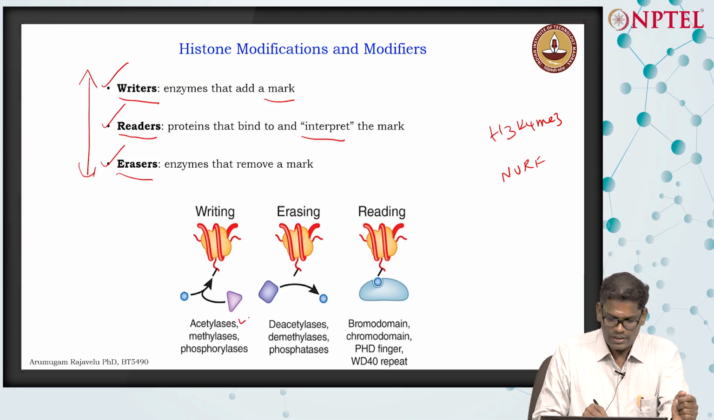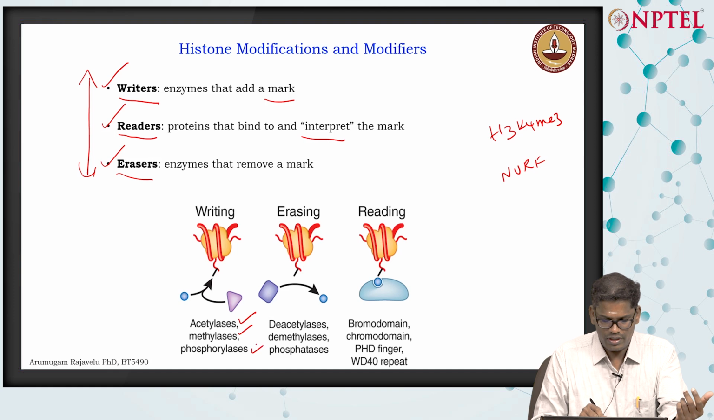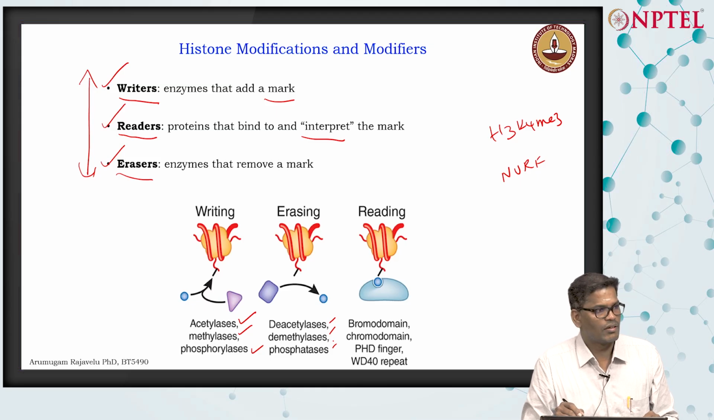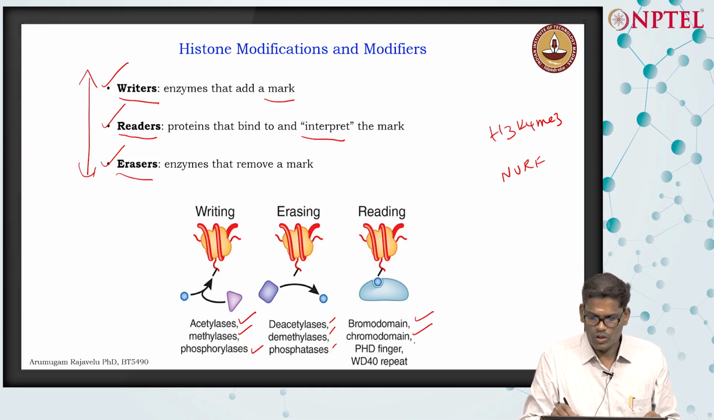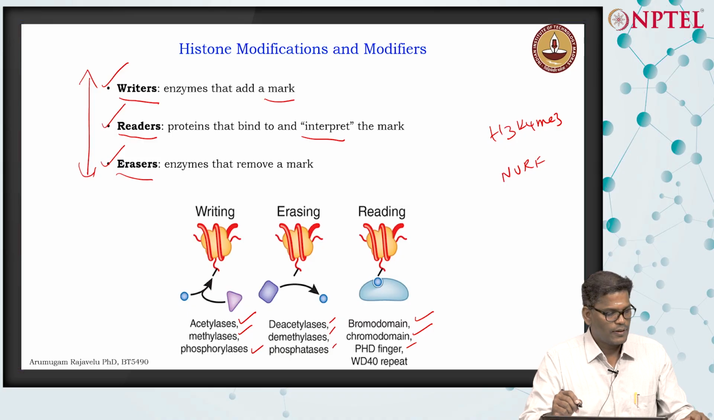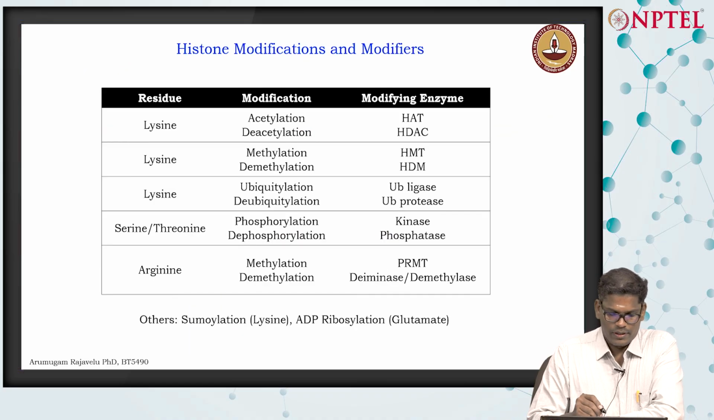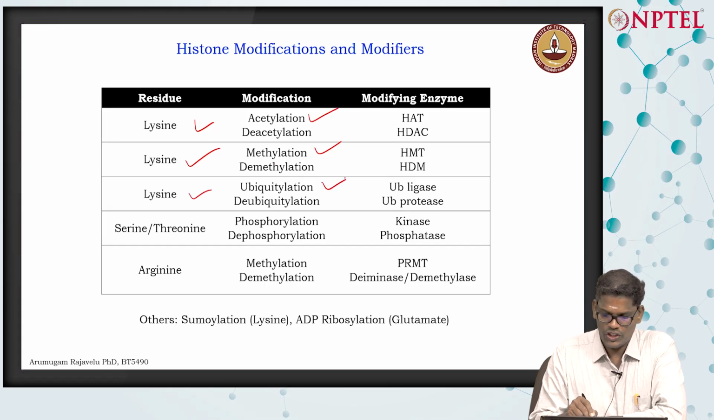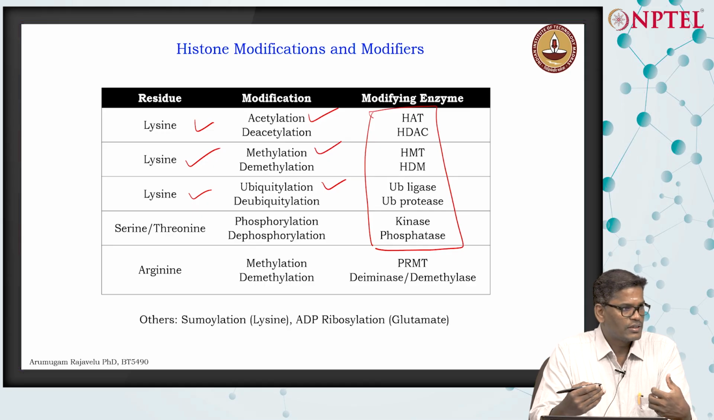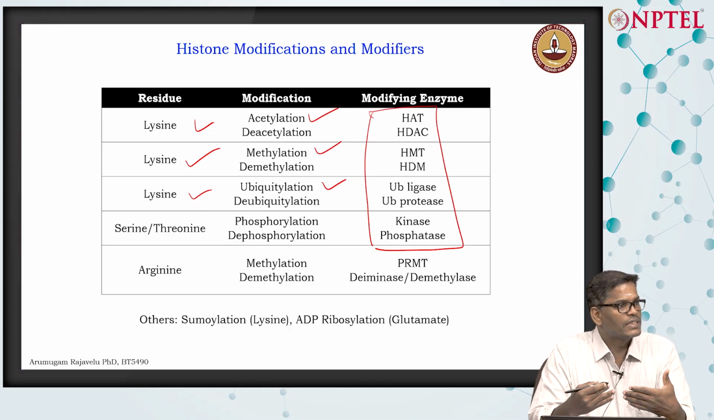Okay, so you see here, acetylases, methylases or kinases are all writers, and deacetylases, demethylases or phosphatases are erasers, and bromodomain, chromodomain, PHD protein domains are all readers. As already explained, lysines undergo acetylation, methylation, and ubiquitination. We will have a detailed discussion about these enzymes. You will understand, because similar to the DNA methylation classes, you should have knowledge about these enzymes and readers as well.